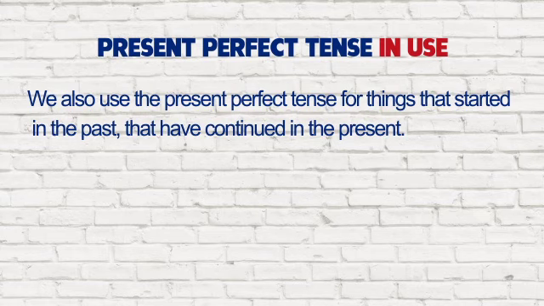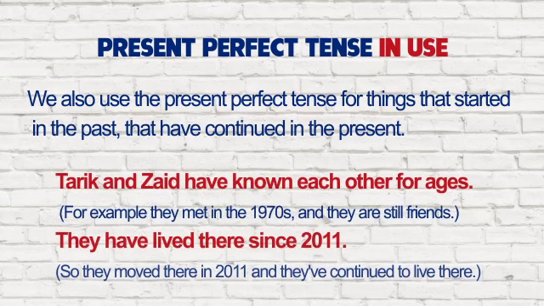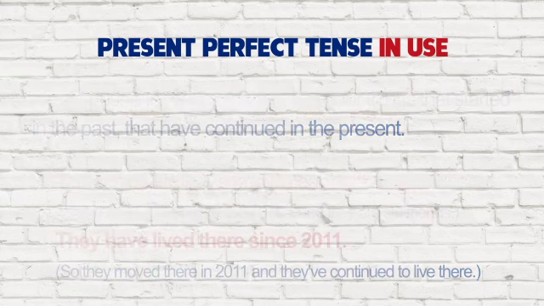For example, Tarek and Zay have known each other for ages. For example, they met in the 1970s and they are still friends. Next example. They have lived there since 2011. So they moved there in 2011 and they have continued to live there.